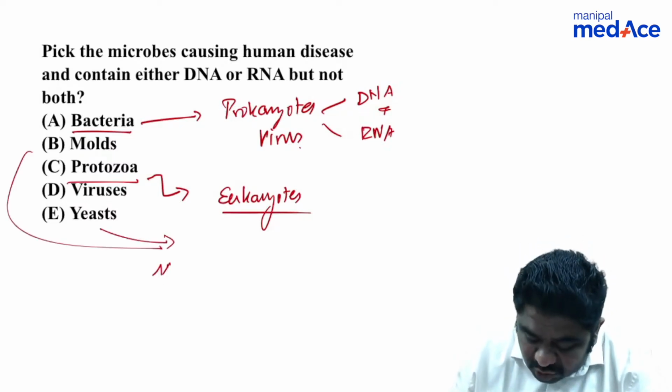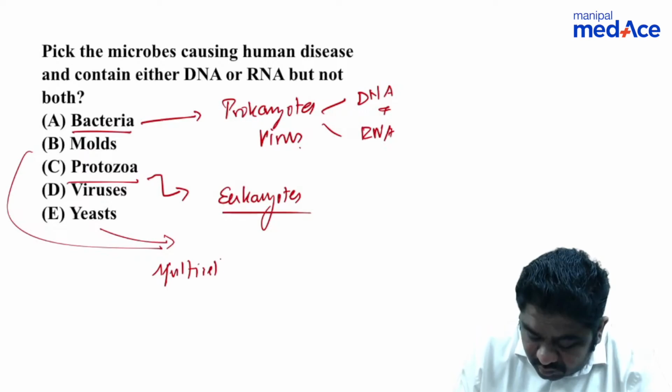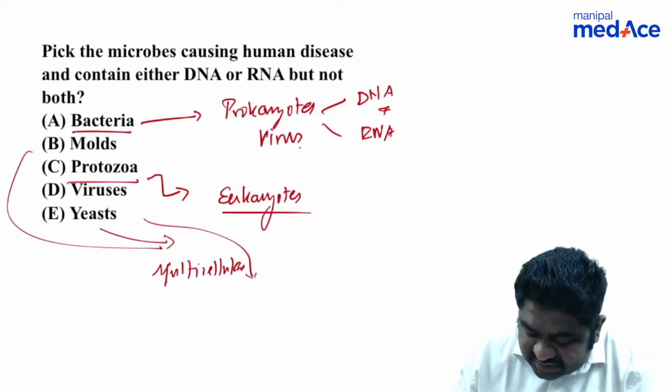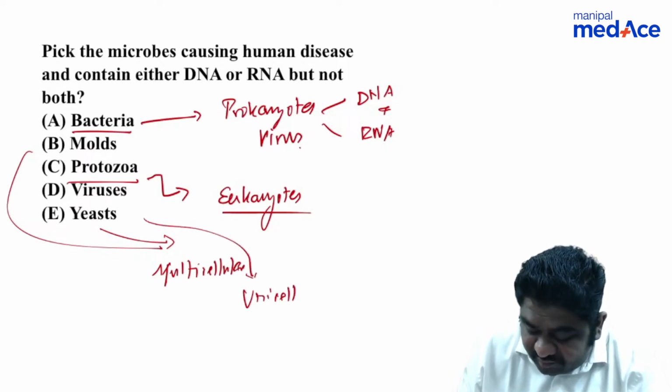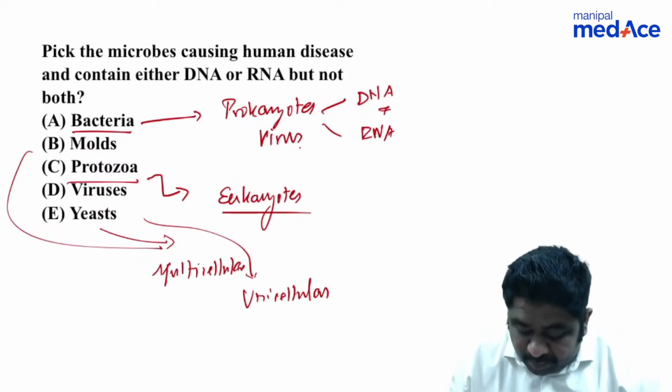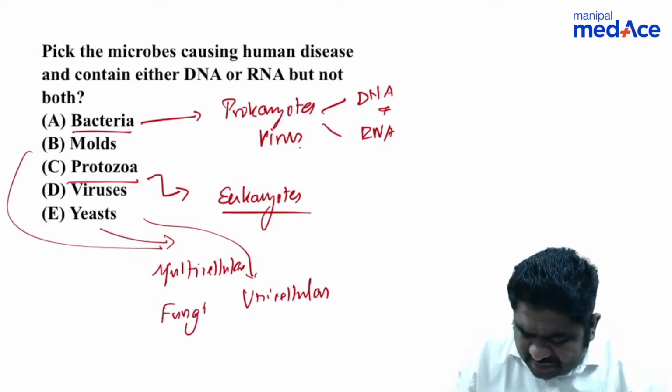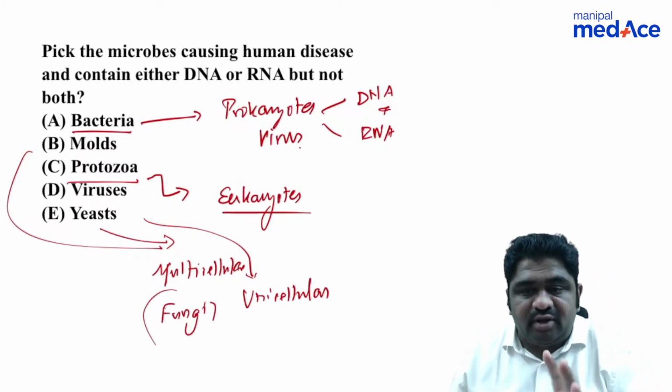Now, what about the molds and what about the yeasts? Molds are multicellular, while yeasts are unicellular. But both of them are fungi. Now, you please tell me, are the fungi eukaryotes or prokaryotes?